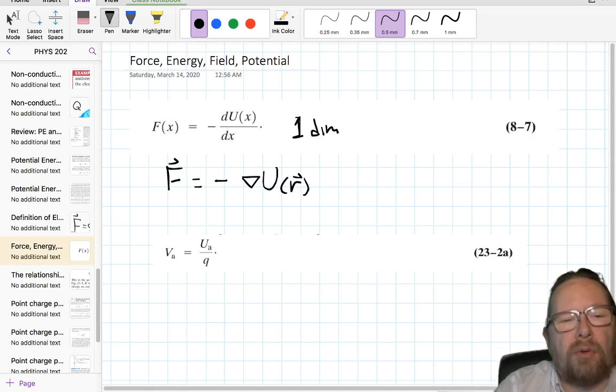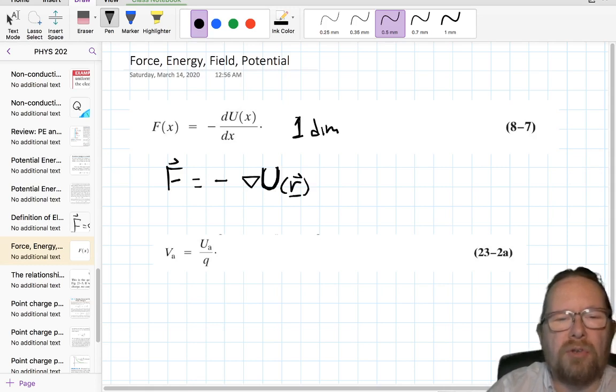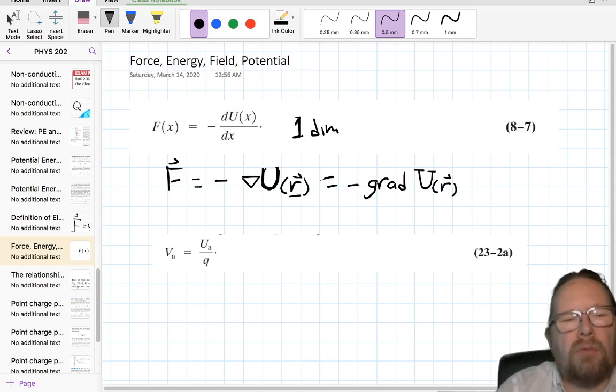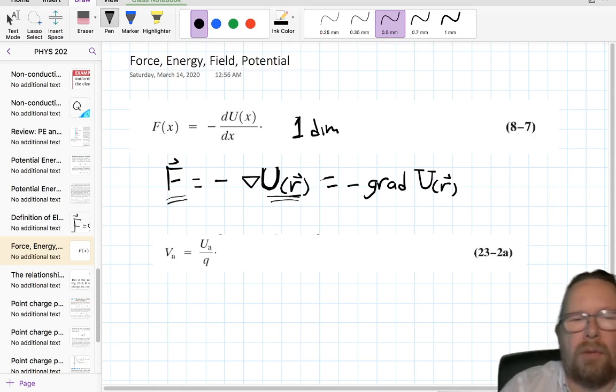So the force is equal to the negative gradient of a potential energy function, which could be changing in complicated ways in three-dimensional space. You'll also see this sometimes written in some textbooks as the gradient, grad U, where U is a function of position. If you've taken Calc 3, you know that the gradient turns a scalar function in three dimensions into a vector function in three dimensions. So force is a vector, potential energy is a scalar.